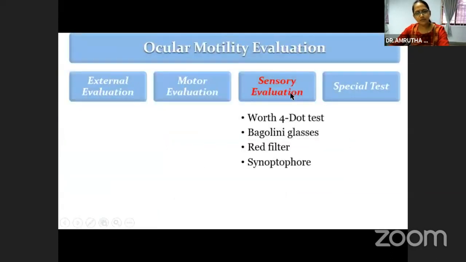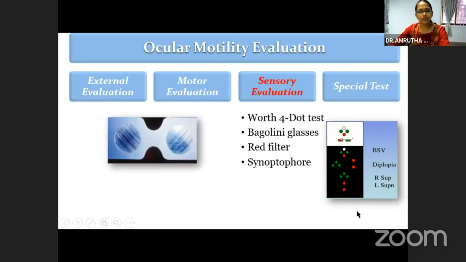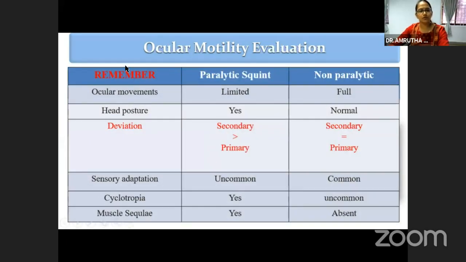Coming on to sensory evaluation, Worth 4 dot is a standard method. It helps us to clearly denote whether it is crossed, uncrossed, vertical, or horizontal diplopia that we're dealing with. Bagolini's glass will help us to differentiate whether we are dealing with any anomalous retinal correspondence, ARC, or whether we have a patient with scotomas, suppression scotomas.